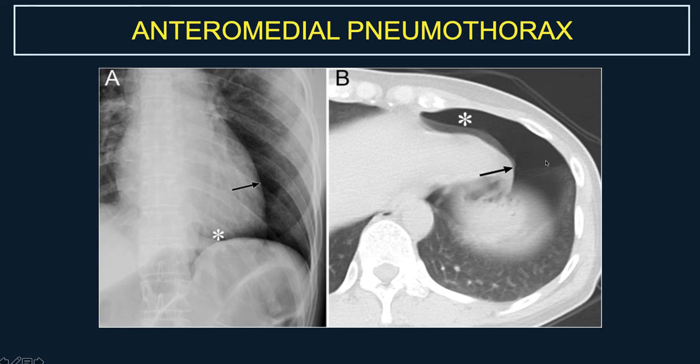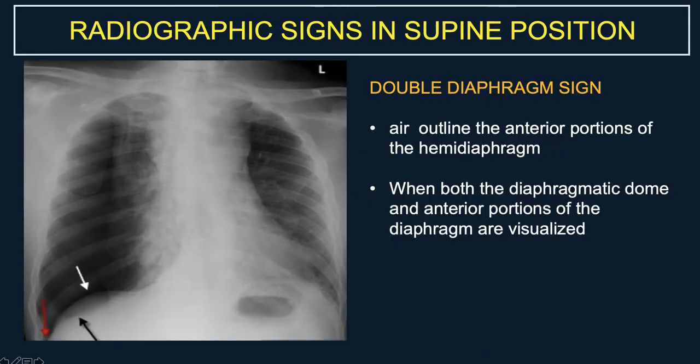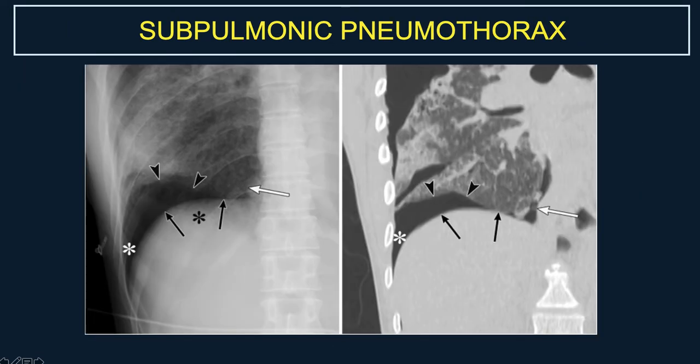In a supine patient, air may also outline the anterior portions of the hemidiaphragm and cause visualization of the anterior costophrenic sulcus, when both the diaphragmatic dome, which is outlined by the white arrow, and anterior portions of the diaphragm are outlined by the pleural air, as depicted by the black arrow. If both of these are visualized, the double diaphragm sign is produced.